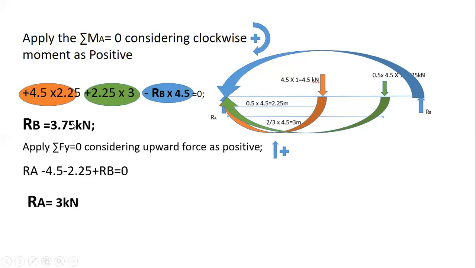Now, we know R_B is equal to 3.75. If you substitute here and simplify, we will get the reaction at A as 3 kilonewton. Here also, I am getting a positive value. That means my assumed direction is correct, that is, the reaction is acting in the upward direction.